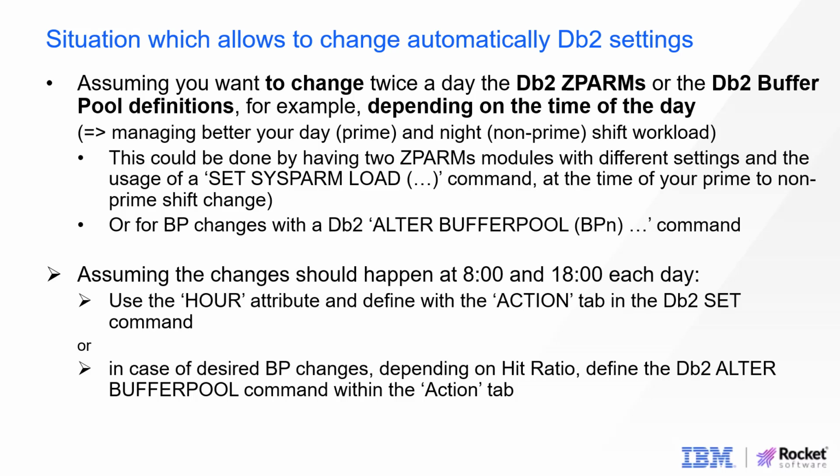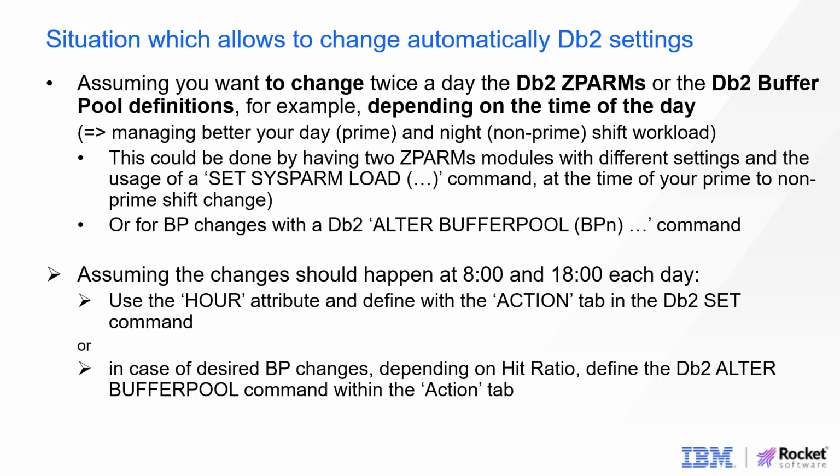This approach could also be used, for example, to change buffer pool settings with its sizes and thresholds depending on different buffer pool usage. Assuming we want to change the CPARMs at 8 o'clock in the morning and at 6 o'clock for the night shift. For this I have two different DB2 CPARM load modules with different settings, which I will switch with the set sysparm load command.